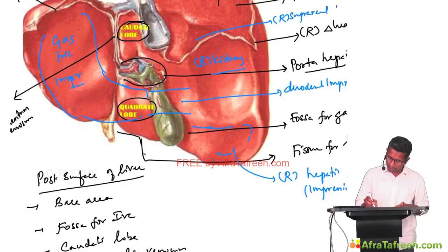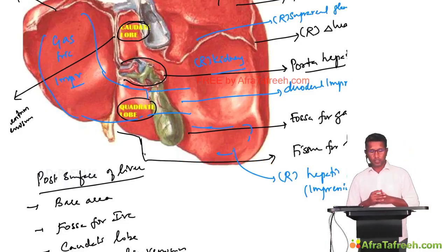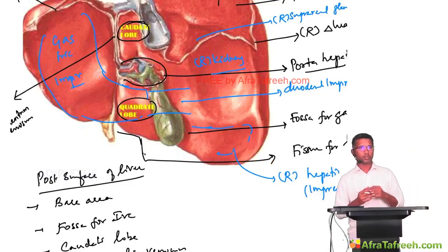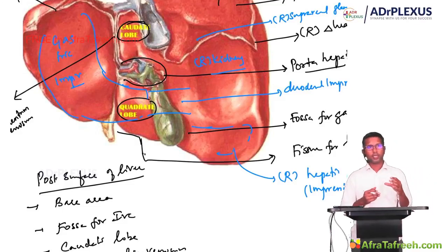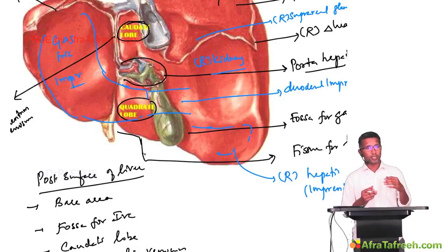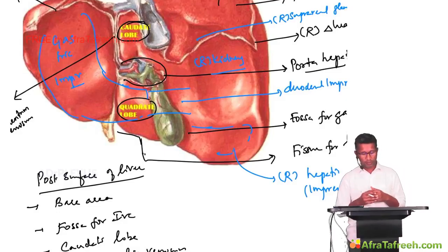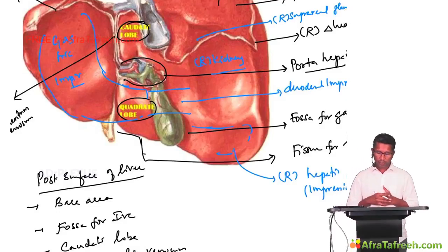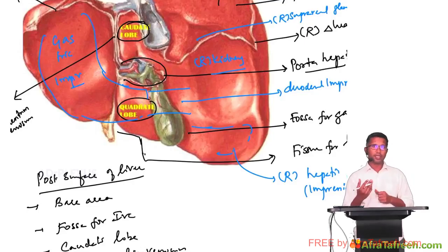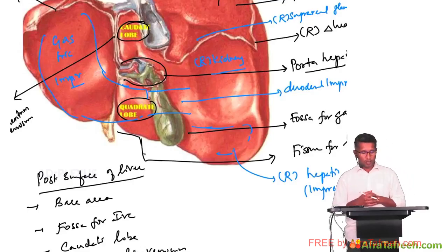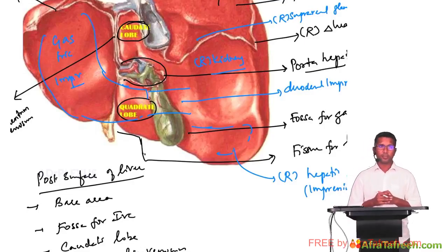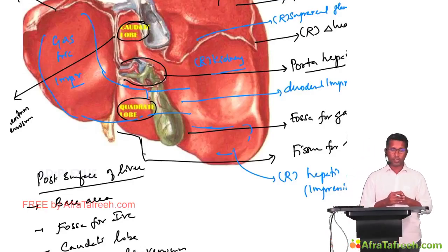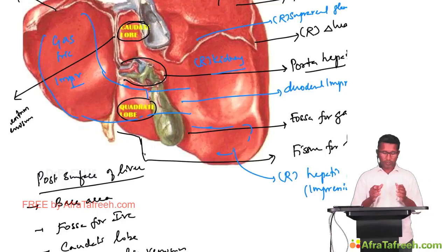So these are all the visceral organs related to the inferior surface of the liver. You get the gastric impression, which continues as the pyloric and duodenal impressions. Then you get the right hepatic flexure impression, and the kidney and suprarenal impressions. These are all the important impressions seen on the liver.